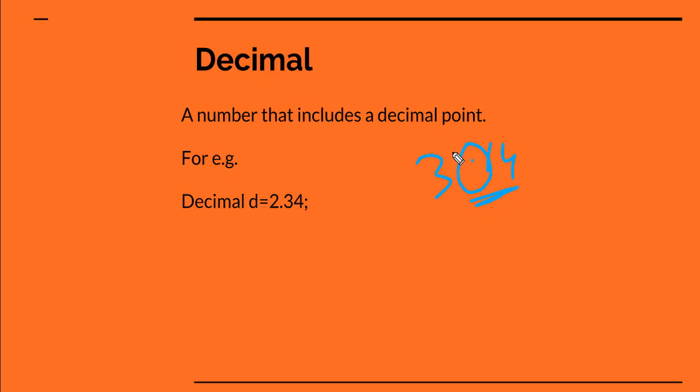For example, decimal D is equal to 2.34. In this case, decimal is the data type, D represents the name of the variable, and 2.34 represents the value for the variable. Whenever you declare a variable, you have to specify the name and you also specify the type of that particular variable. So decimal represents the data type, D is the name, 2.34 is the value. A number that includes a decimal point is a decimal data type.